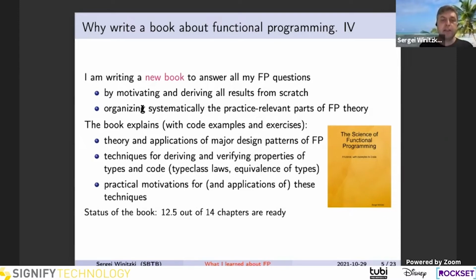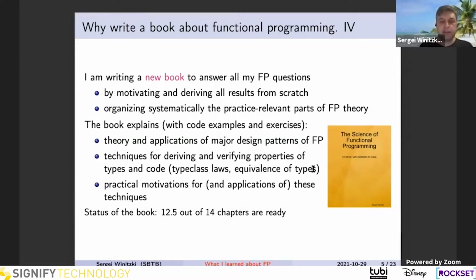And another thing I found is that just by chance, I found that there is a way to organize systematically all this theory. All this practice-relevant part of functional programming theory can be organized in a way that is quite systematic. And at the same time, it tells you what is not necessary and what is necessary. So I will tell you how this is.